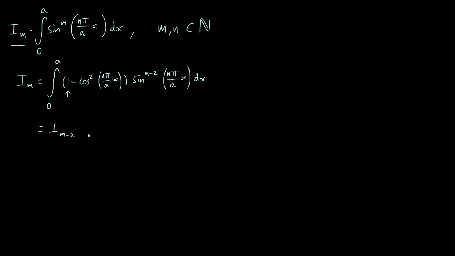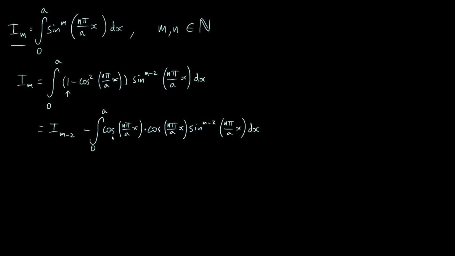So how about the other term? Well, let's just write that out explicitly. So we've got the integral from 0 to a of a cos squared term, but for reasons that I'm going to explain in a moment, I'm going to write the cos squared explicitly as the product of two cosines. So I'm going to say cos of n pi over a times x, but then because it's squared, we have another cos of n pi over a times x, like that, and then this sine is still around, so we get sine to the m minus 2 of n pi over a times x with respect to x.